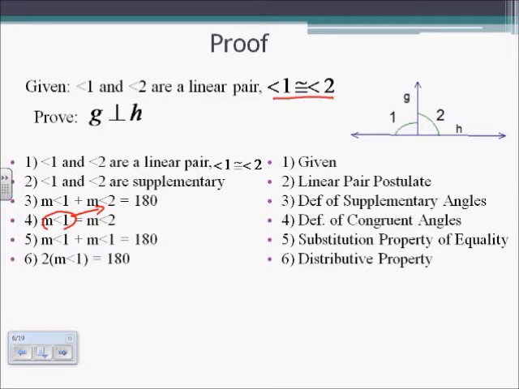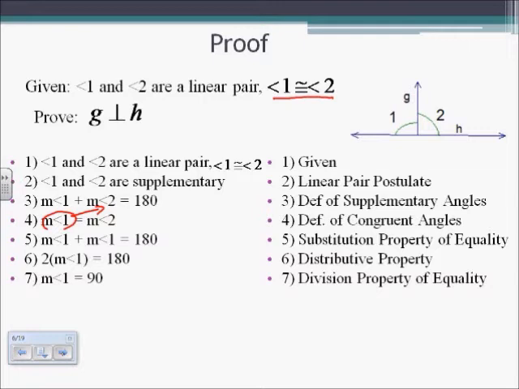What I can do then is, if I know that there's 2 times the measure of angle 1, so there's two of them, I can divide on both sides by 2, leaving me with the measure of angle 1 equal to 90, again by the division property of equality.